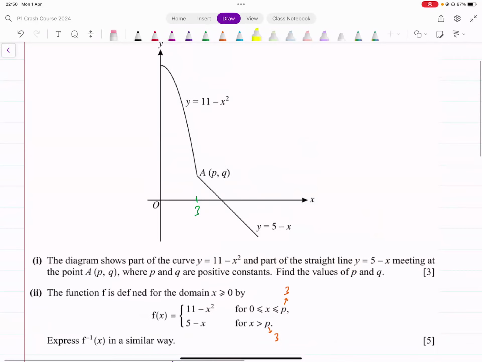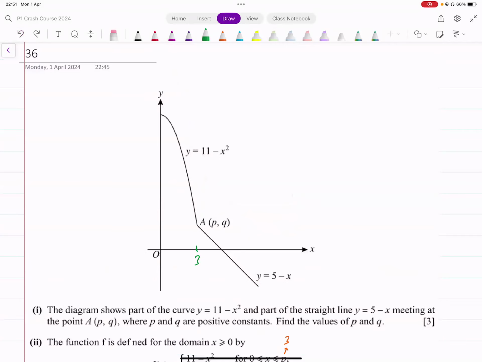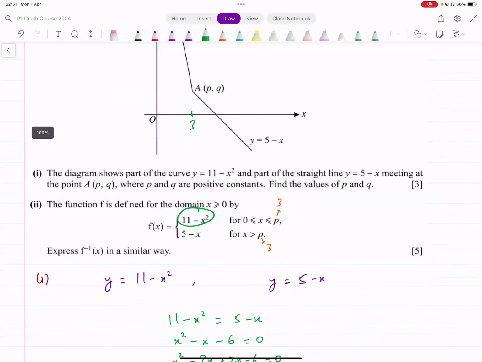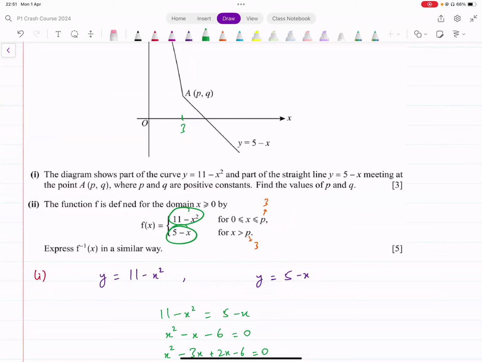So basically the graph that you see here in the first part, that's the graph of this function. You can see from 0 to 3, you have this curve. And then from 3 onward, you've got this line. So this is how this function is represented. When x is between 0 and 3, we would use this part of the function. When x is greater than 3, we would use this part of the function. Now what they're saying is, express f inverse of x in a similar way. Okay, express f inverse of x in a similar way.